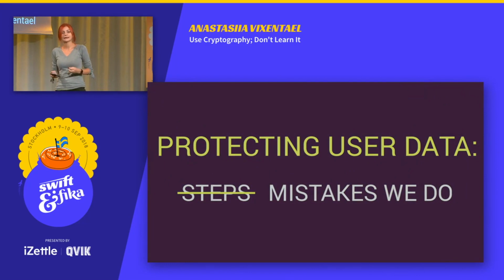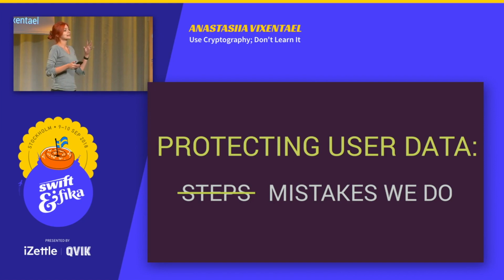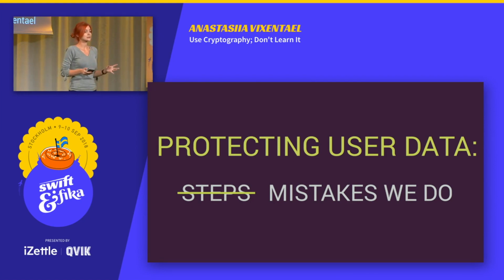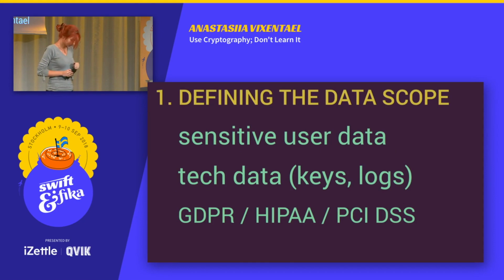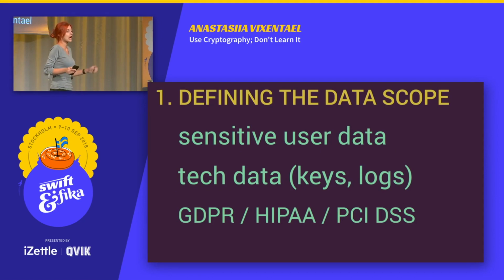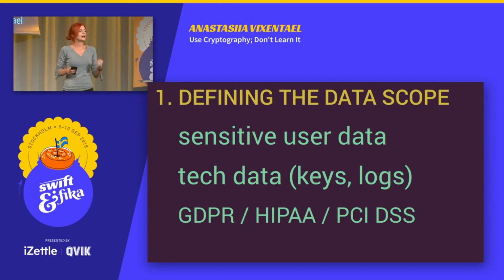I want to outline an approach that I myself repeated several times, and I saw my fellow colleagues repeat it as well: the mistakes that we make when we are trying to protect the data. So, the first question is how to define a data scope. What data do we have? What data do we consider as sensitive? Does our opinion about sensitive data correspond with the regulations we have in our market? Well, GDPR, HIPAA, PCI DSS, and so on.